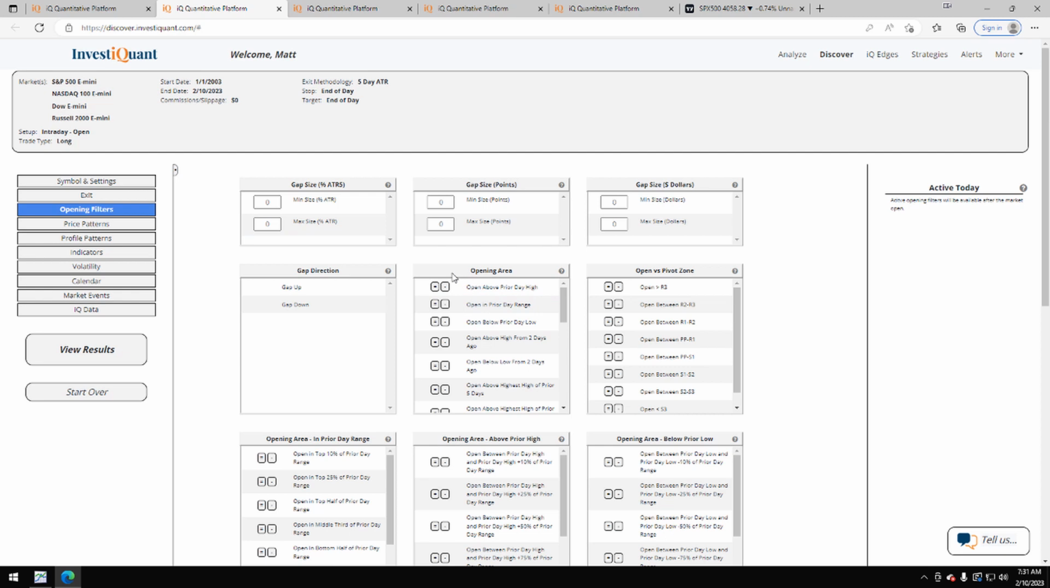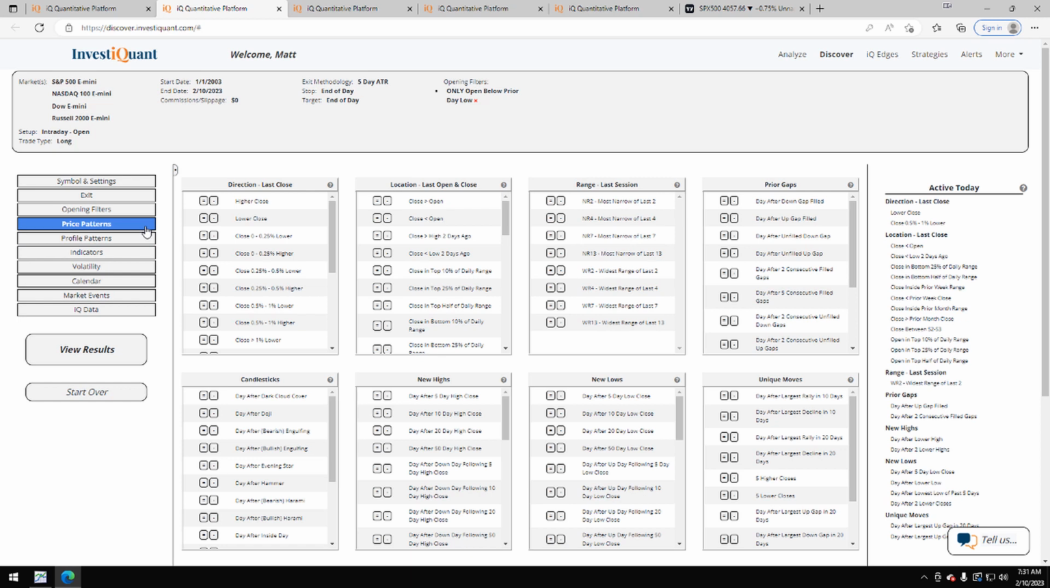So I'm going to go to the opening filters, opening area, and hit equals next to open below prior day low. I'm not sure we're going to open down there, but that's where we're currently trading. So that's what I'm going to use for this study. The next thing I'm going to do is go to the price patterns library. And from the new lows section, I'm going to say that yesterday closed at a 5-day closing low. That's right here in the active today. It's the first option in the new lows section.